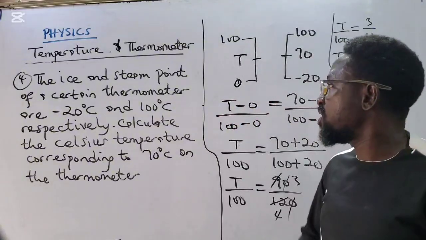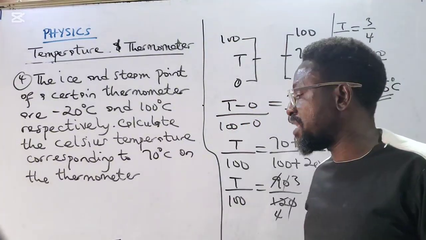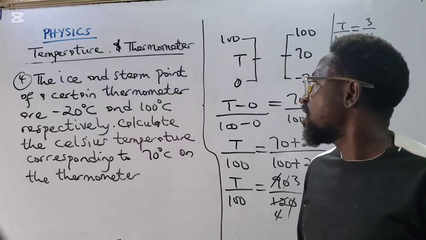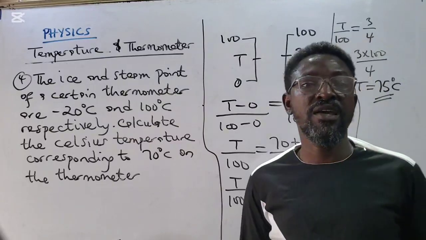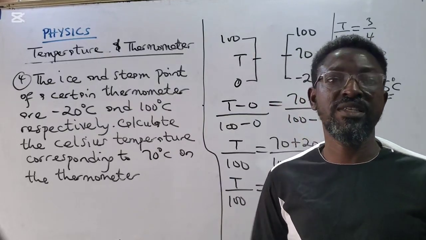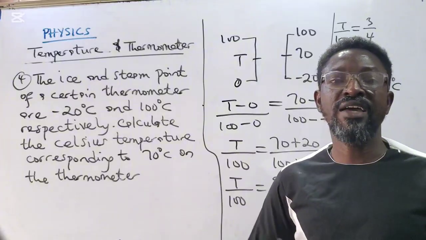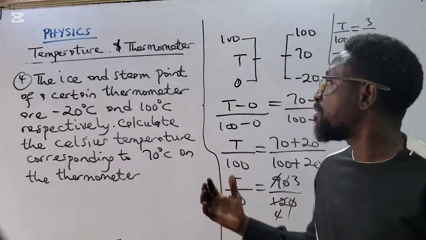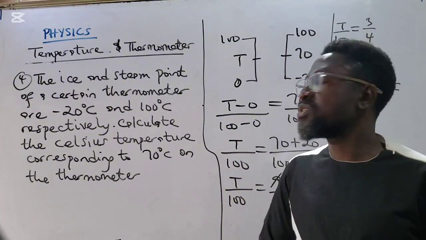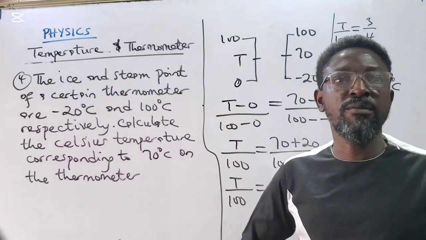So the questions are always as simple as that. It doesn't matter how it is. Sometimes they give you a reading in millimeters with mercury. It is still the same thing. The formula is always the same thing. Just apply a simple rule and you can solve any question on thermometer.